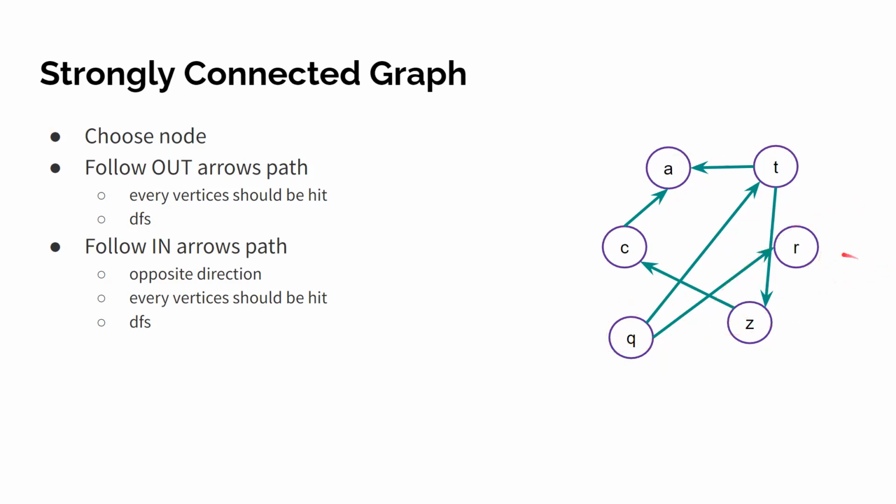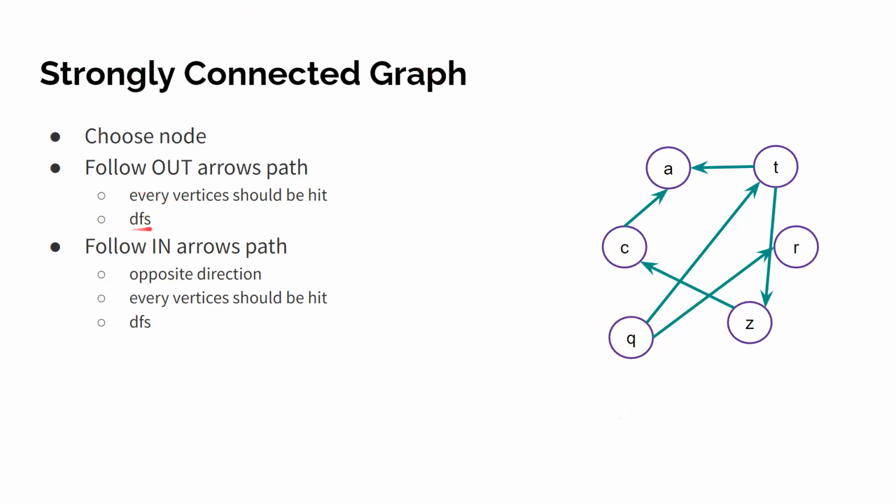But let's say they were connected. There is a second step where we have to follow all the in arrow paths. So we flip all the edges' directions and follow them the opposite way. So we would start at T, we would go to Q because we're going the opposite arrow, and we're basically done there because you can't go anywhere else. There's nothing going into Q. So this would be our second indicator that it's not a strongly connected graph.